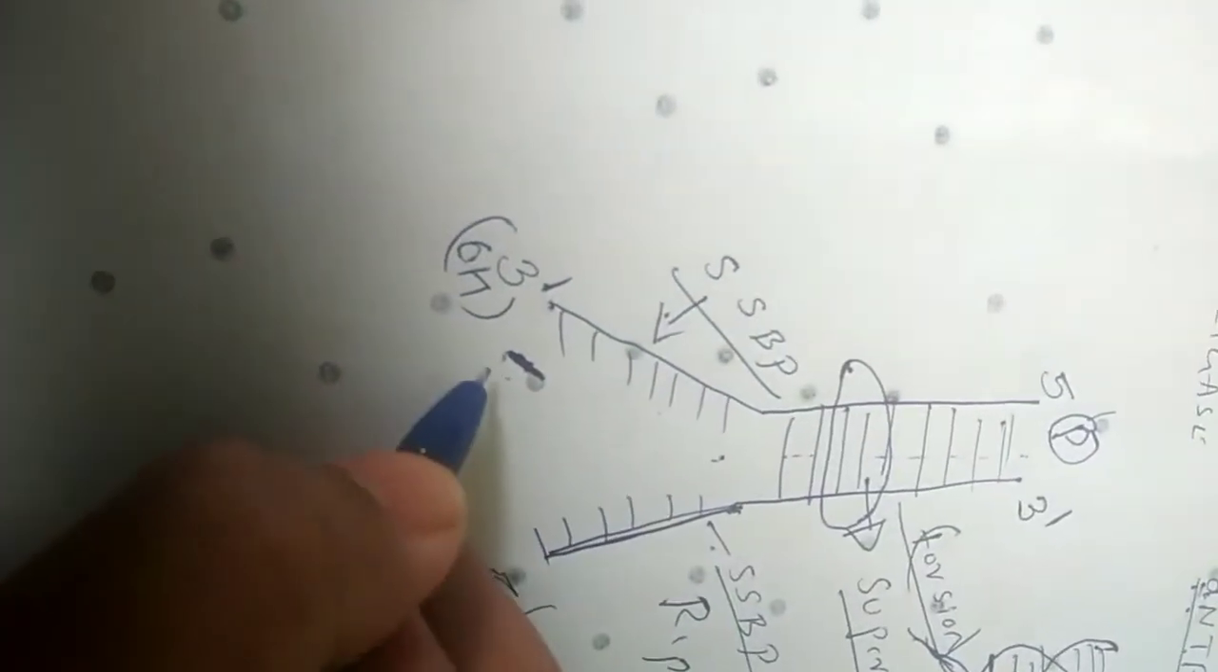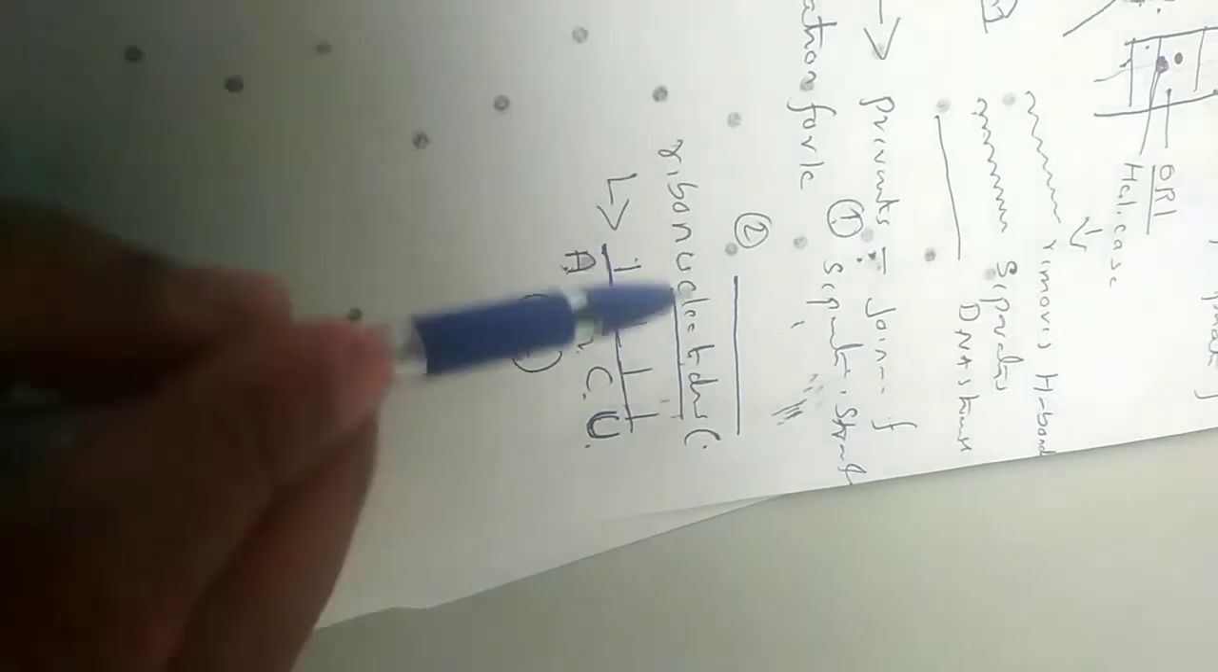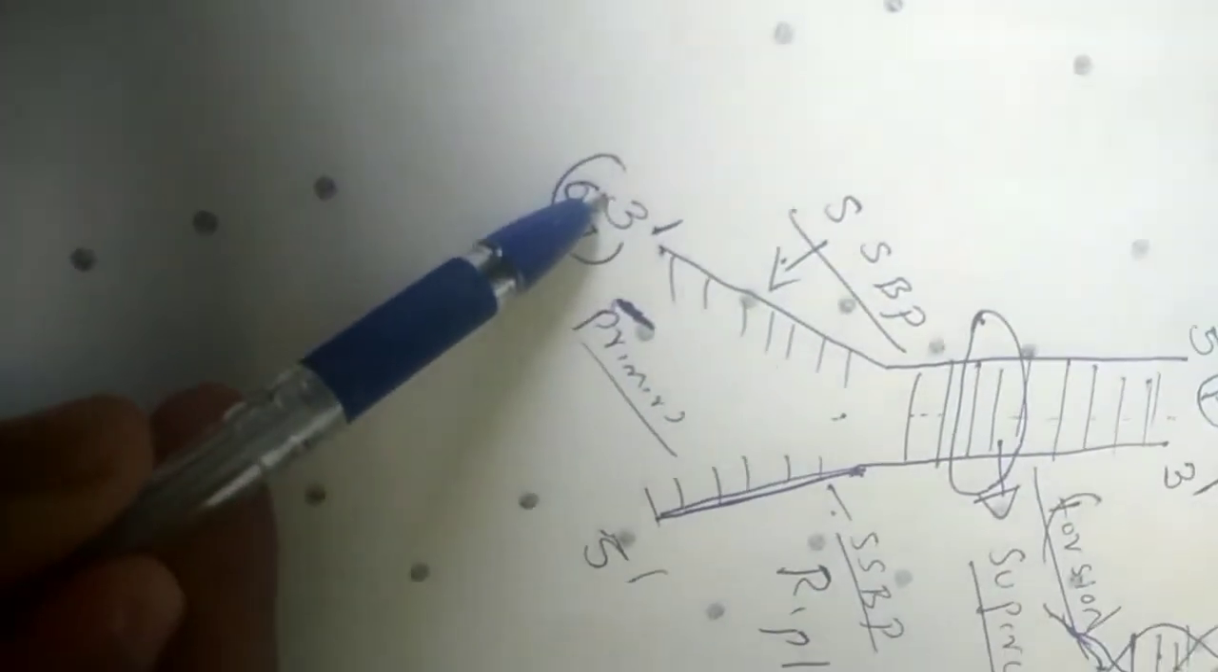Now this is the initiation of the replication. So this is now the RNA primer. What is a primer now? Primer is nothing but ribonucleotides brought by the RNA primase enzyme. Where? To the 3' end.